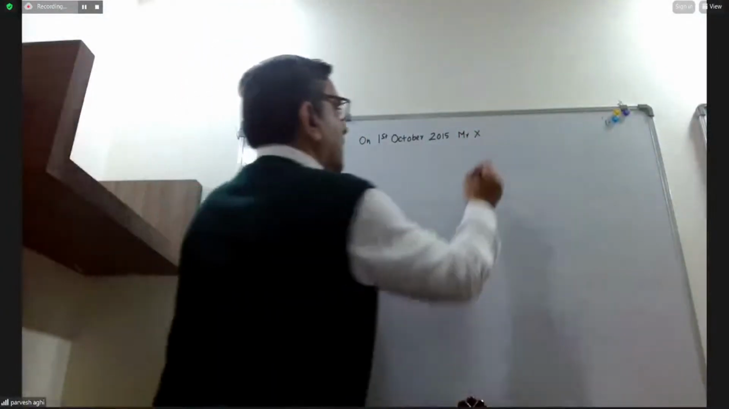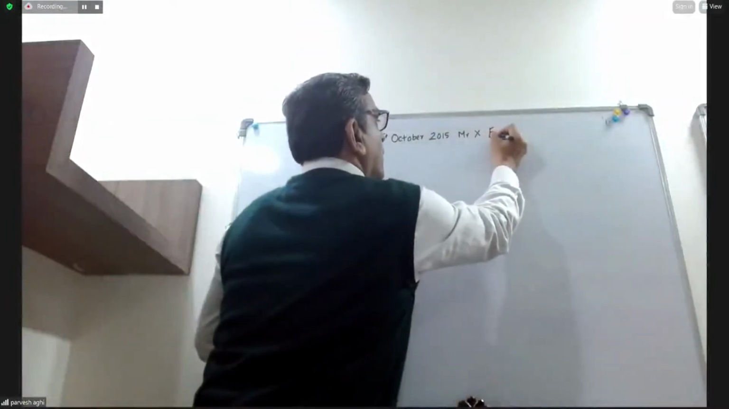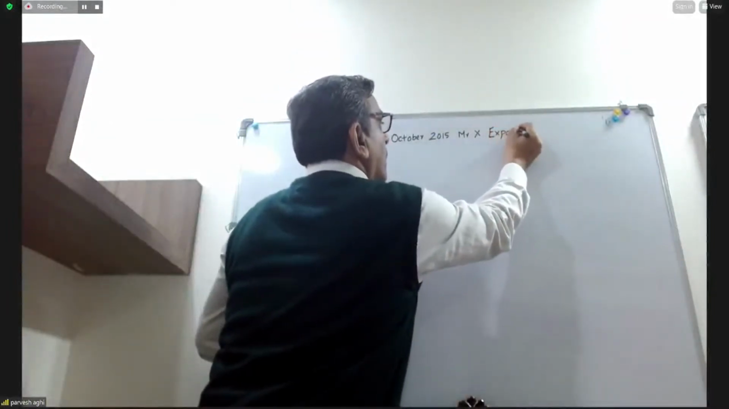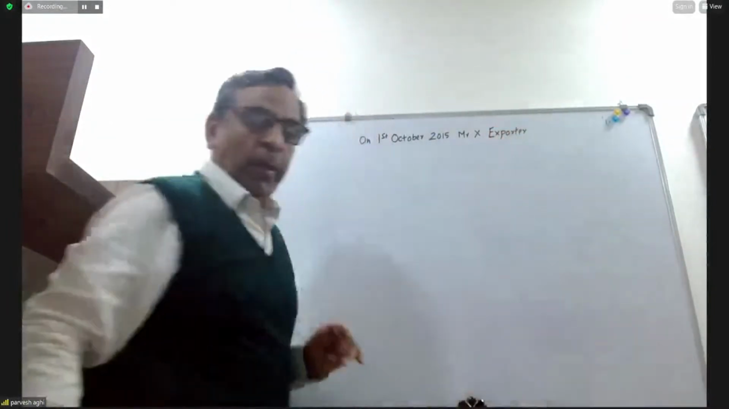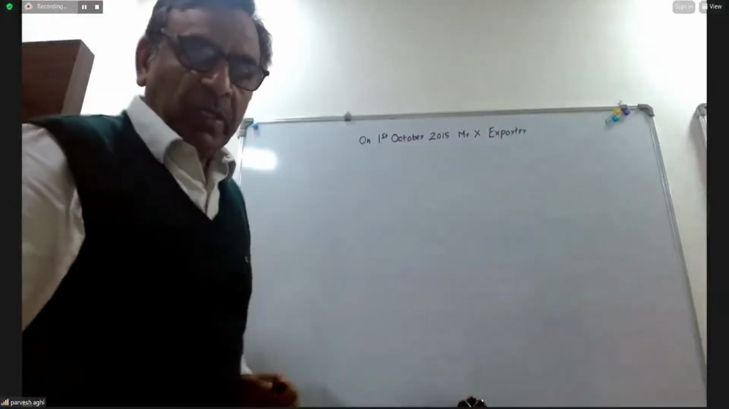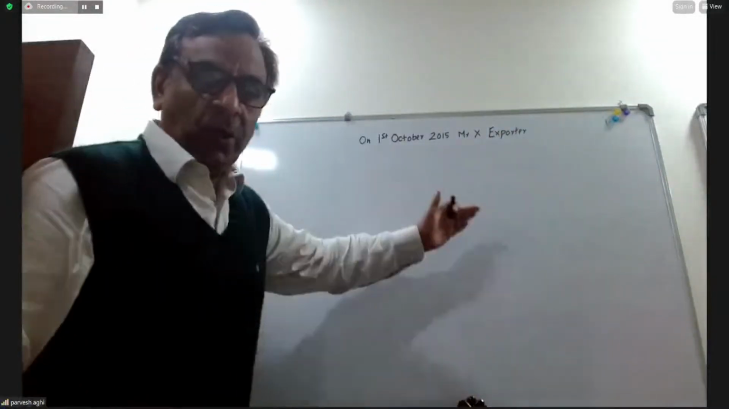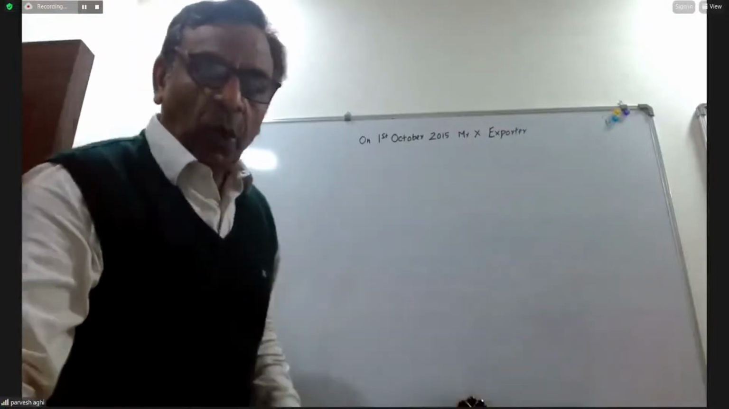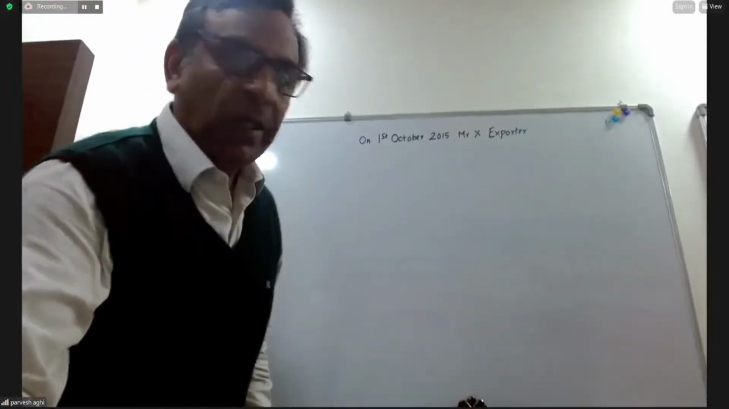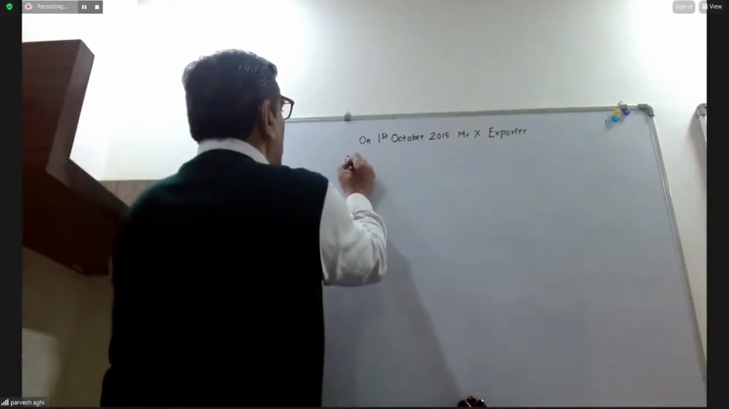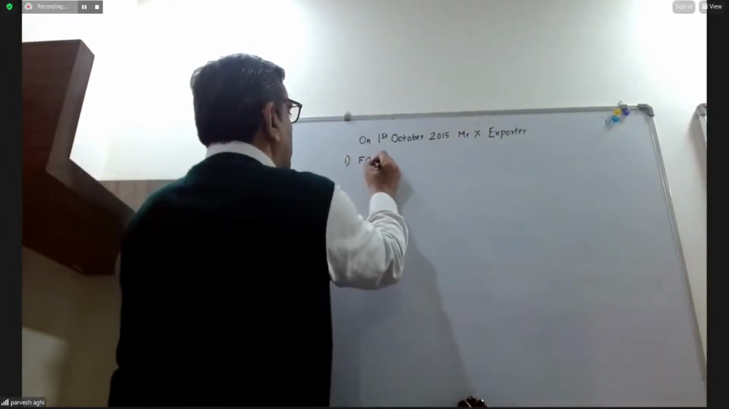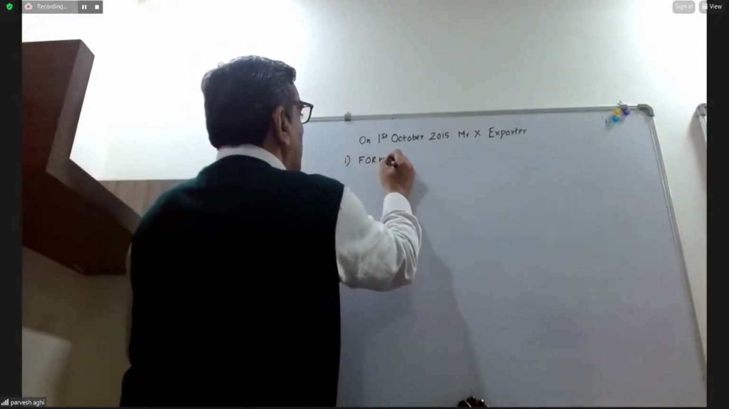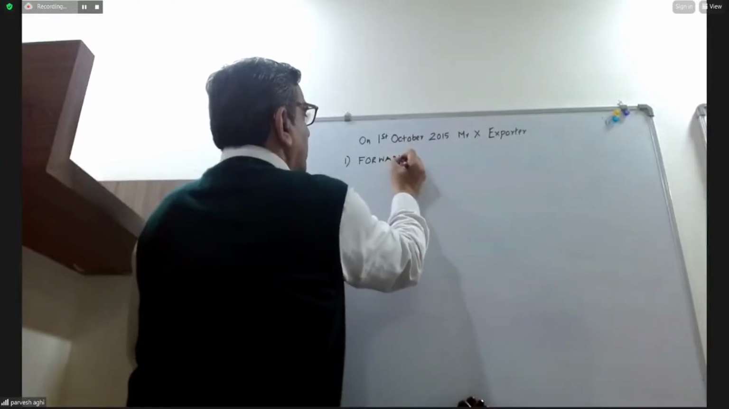Mr. X, who is an exporter, enters into a forward contract with the bank. So he's going to sell dollars. How many dollars? $1 lakh. So he enters into a forward contract. The first contract which he is going to enter with the bank is this, the forward contract.